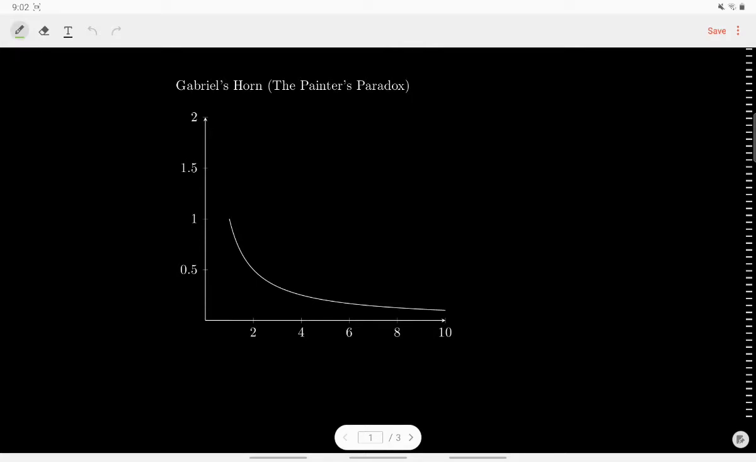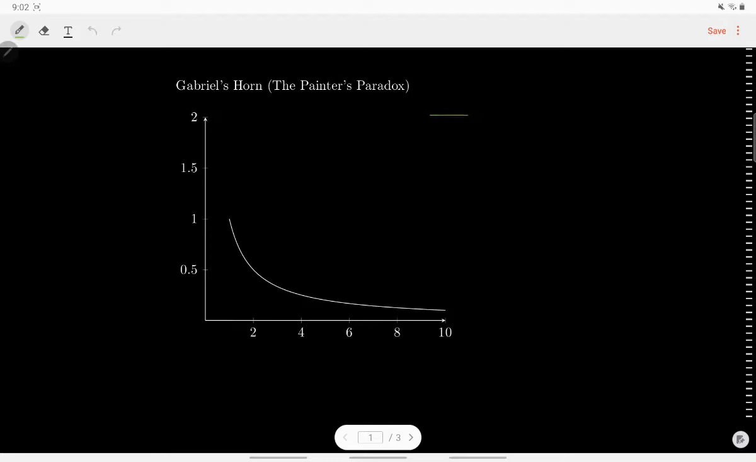So it's Fun Fact Friday. In this video, I want to look at a paradox that we get with improper integrals. It's sometimes called Gabriel's horn, sometimes called the painter's paradox. So this involves improper integrals, so let's review how those work.